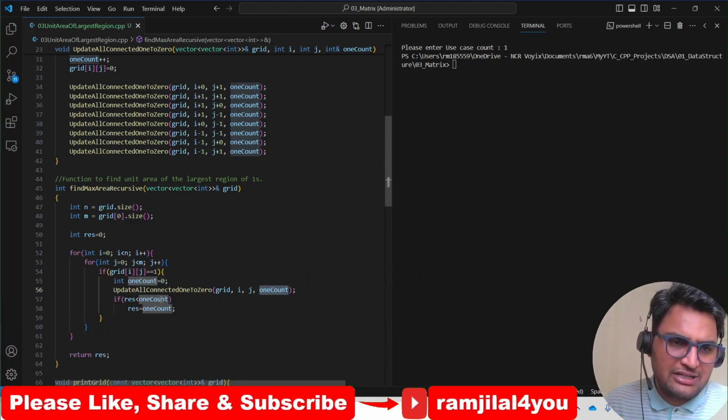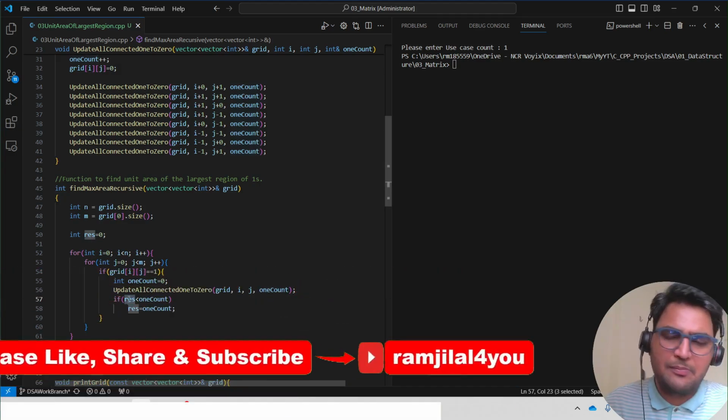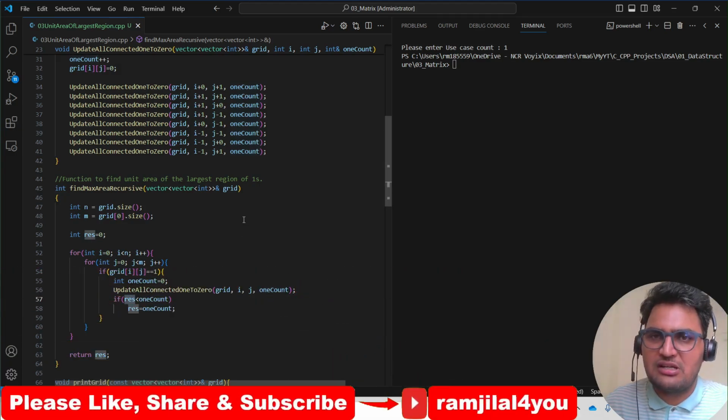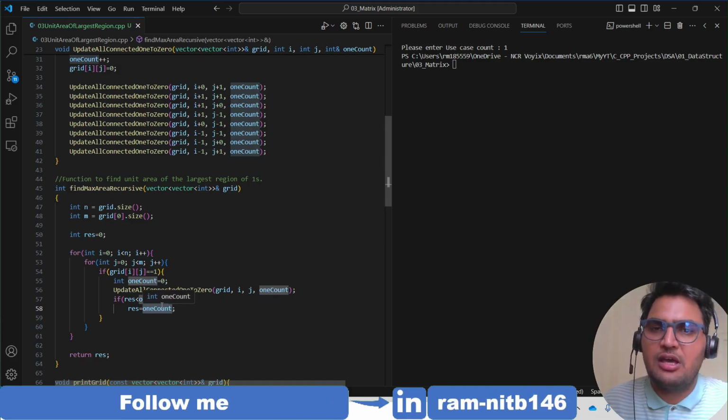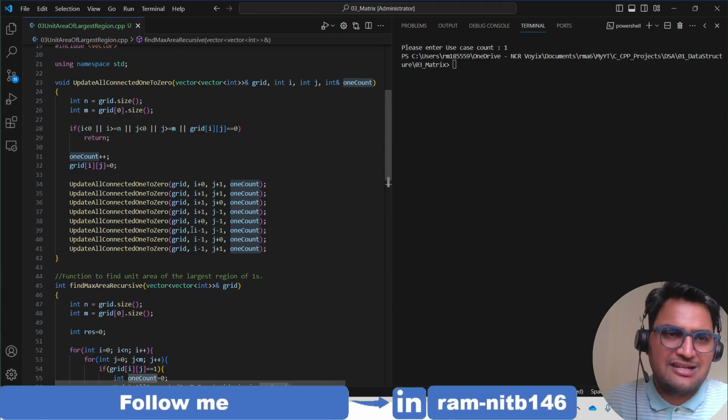If the one count in that region is greater than the previous result, we update it, else we ignore it, because we are looking for the largest region, which has more ones than the previous ones or the other ones. That is what we are doing here.